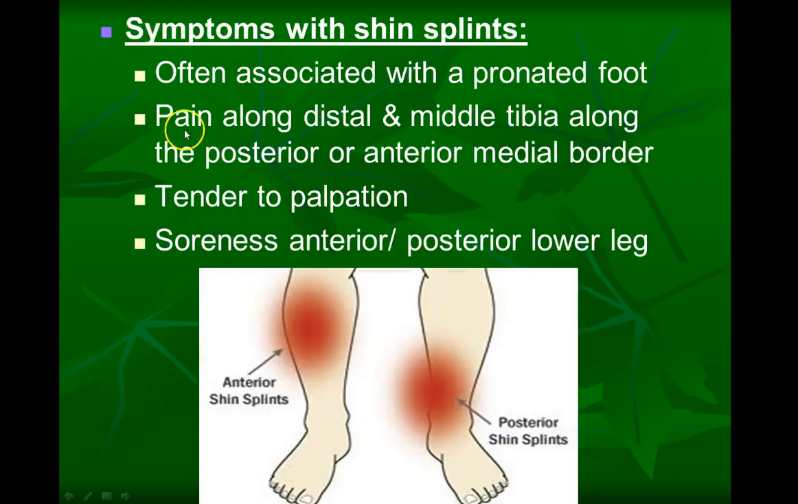And so there is going to be a hallmark of symptoms. The pain is typically going to be along the distal and medial tibia. That can also be a little bit more medial and a little bit more distal as well. This would usually indicate that it's more posterior tibialis involvement. This would usually be that it's going to be more anterior tibialis involvement. But it's going to be tender to palpation. It's going to be pretty sore throughout both sides of the lower leg.